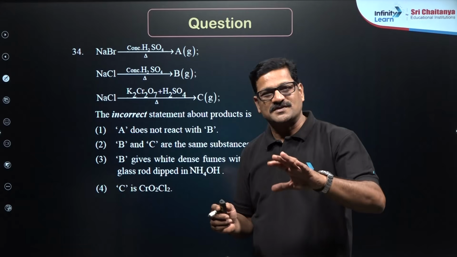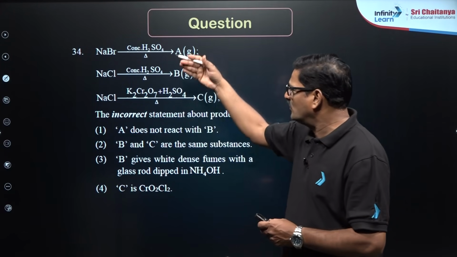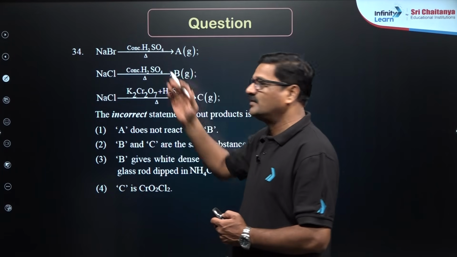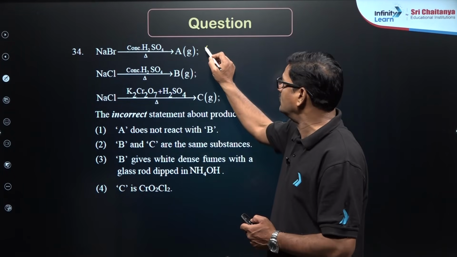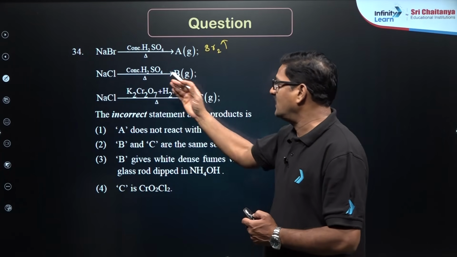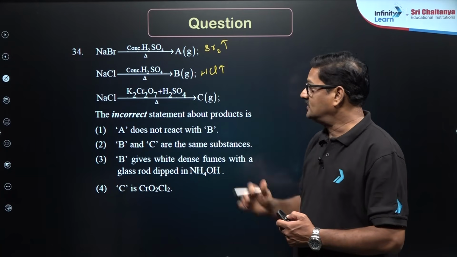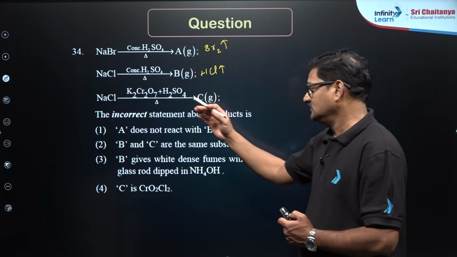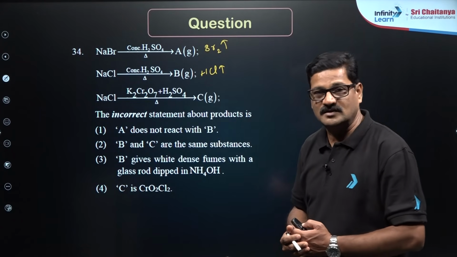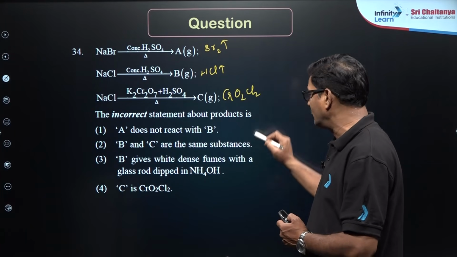Students, here is the group 17 elements from the P block elements. So, 3 reactions are given. What is the relation between the products A, B, C formed? When NaBr reacts with concentrated H2SO4, you are going to get bromine as a gas. And NaCl reacts with HCl, you are going to get volatile HCl, and that is going to be B. When NaCl reacts with K2Cr2O7 and concentrated H2SO4, you are going to get CrO2Cl2, chromyl chloride.